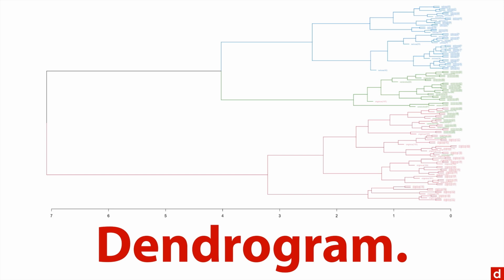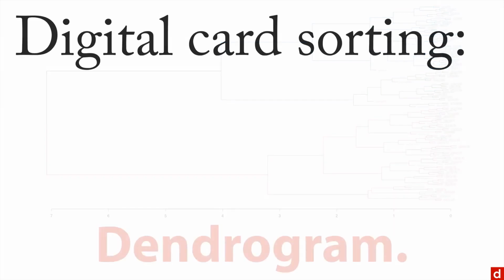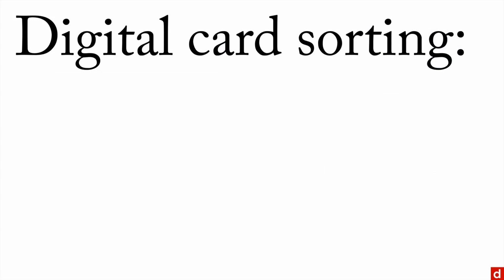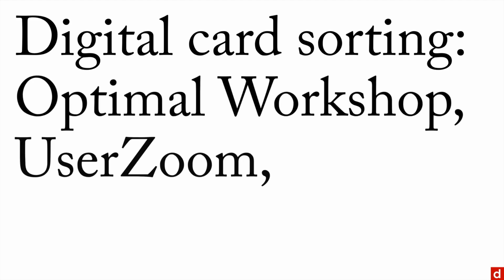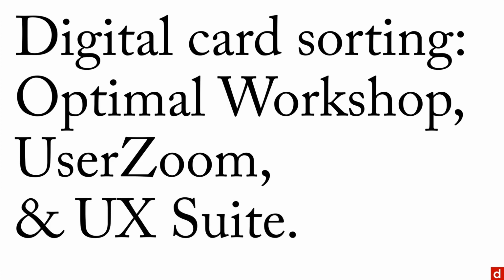Now, I'll just mention very quickly, if you want to do digital card sorting, which makes your life infinitely easier because keeping track of physical cards is really hard, you can use something like Optimal Workshop or UserZoom or UX Suite. These are some of the most common choices.